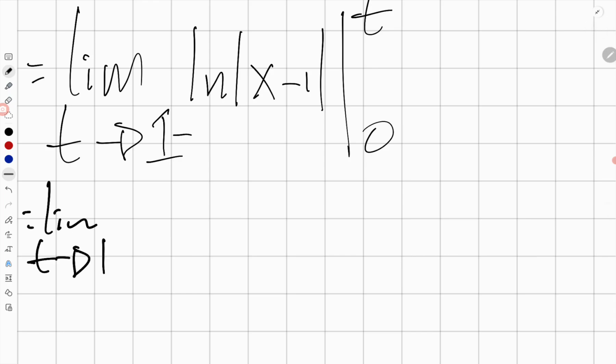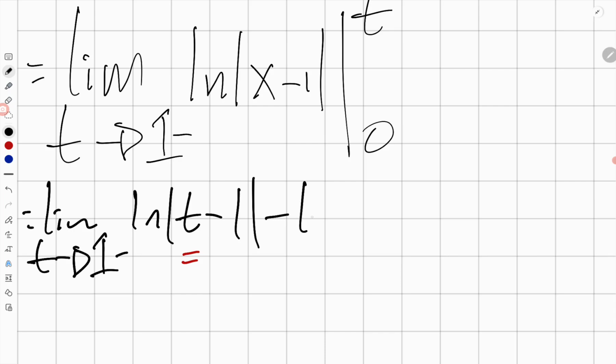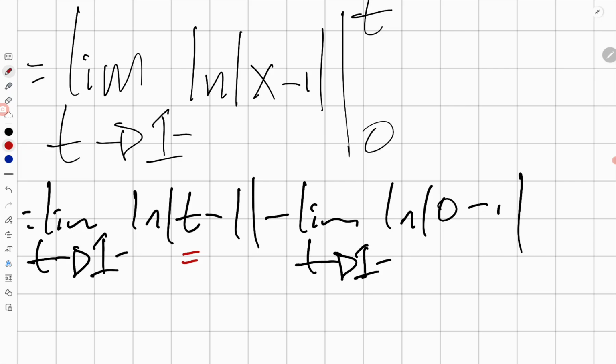Alright, so we're going to do the limit as t approaches 1 from the left side of ln of t minus 1. Okay, so be careful here. You're putting in here for x, you're replacing x with t now. And then minus the limit as t approaches 1 from the left side of ln of the absolute value of 0 minus 1. So again, you're putting in 0 for x in that position.